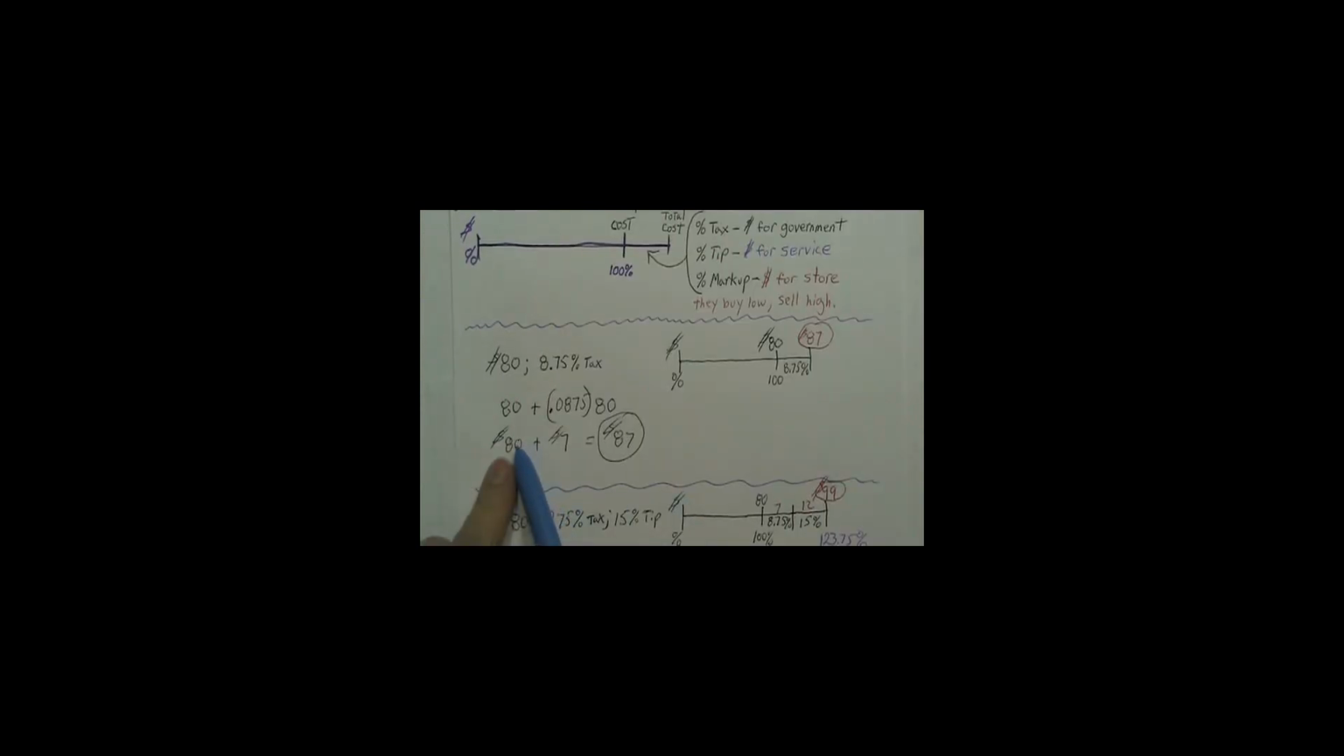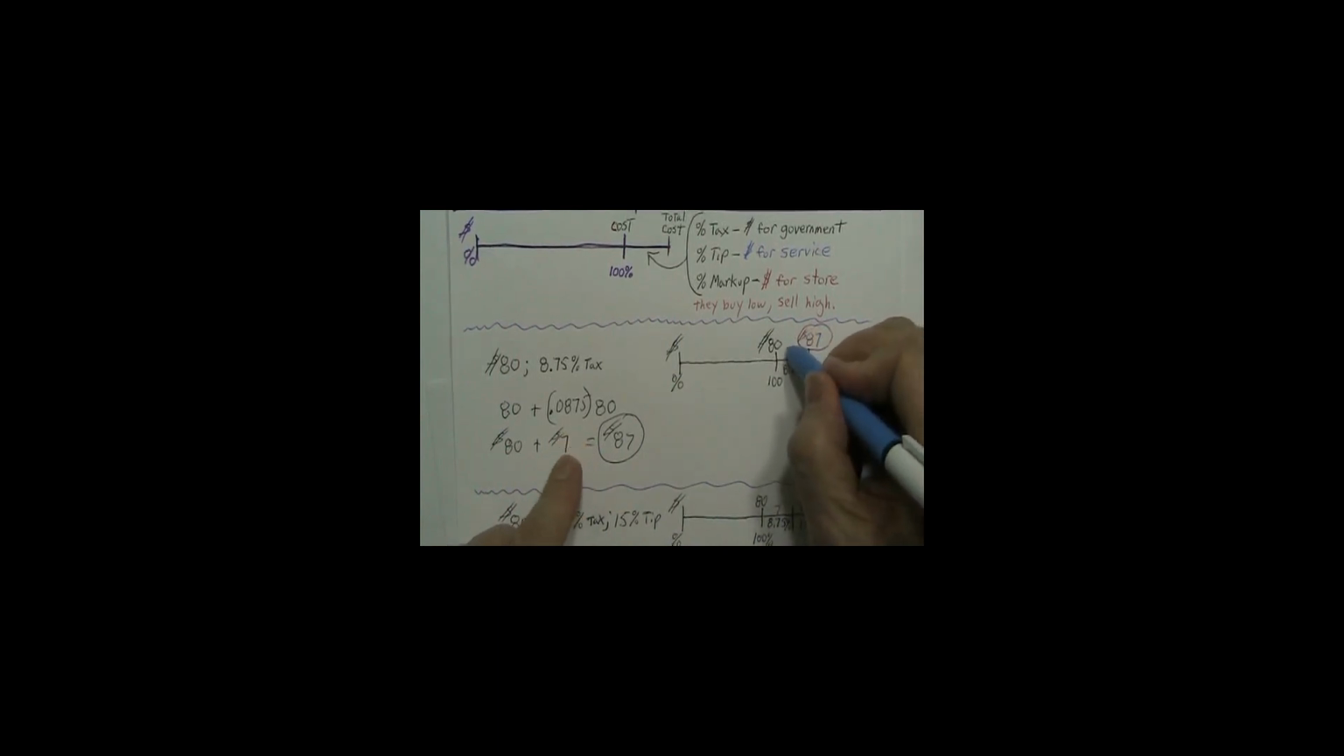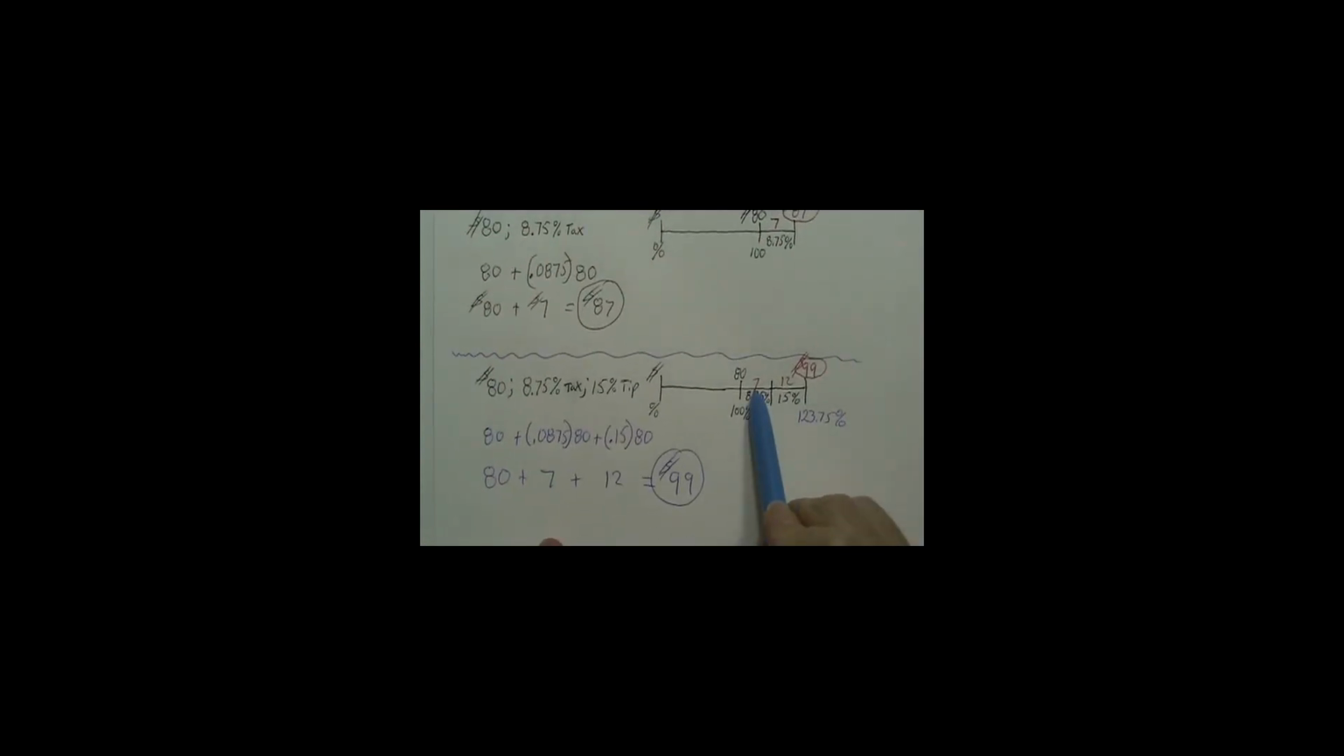So again, in our first example, we're adding taxes, and it came out $7 more for tax, so that's $87. And in our next example, we had tax, but also a tip, and the tip was an extra $12. So together, that makes $99. 87 and 12 is $99.